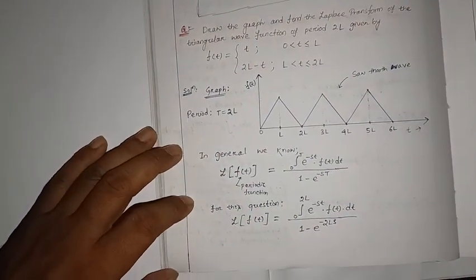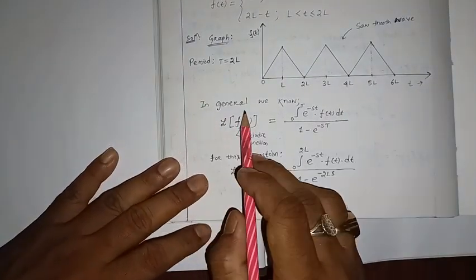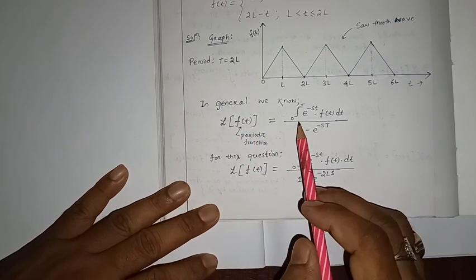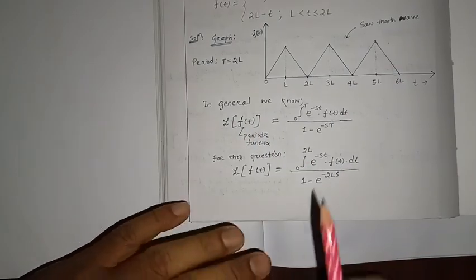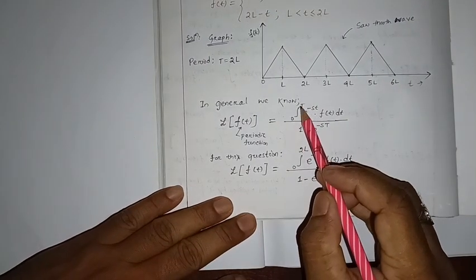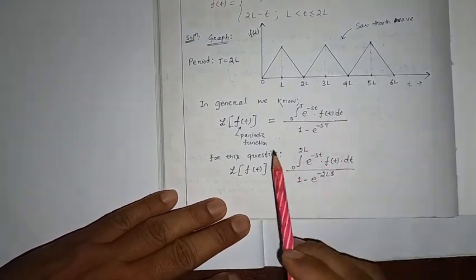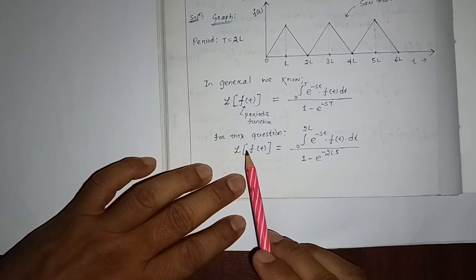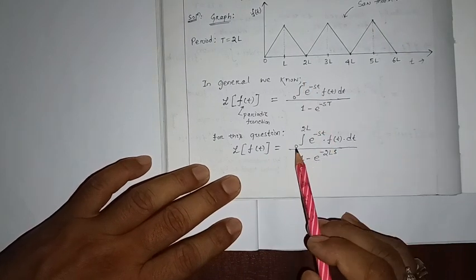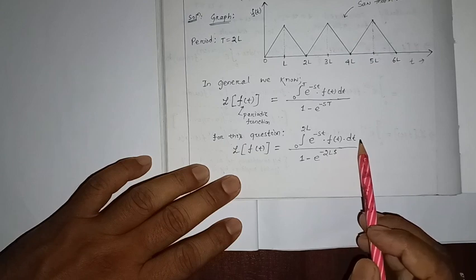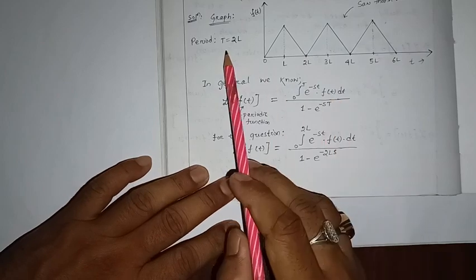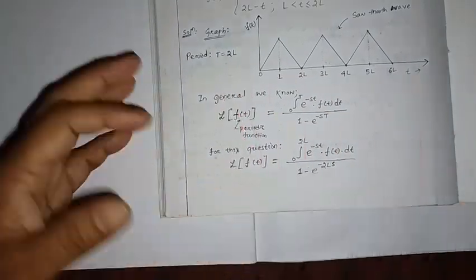Now we are going to find the Laplace transform of this function. In general, we know that if f of t is a periodic function, then the Laplace transform is 0 to T, where T is the period, e to the minus st into f of t dt, by 1 minus e to the minus sT. So as per the question, the period is 2L, so it is 0 to 2L, e to the minus st f of t dt, and 1 minus e to the minus 2Ls, because here instead of T we have to put 2L, since the period of this function is 2L.